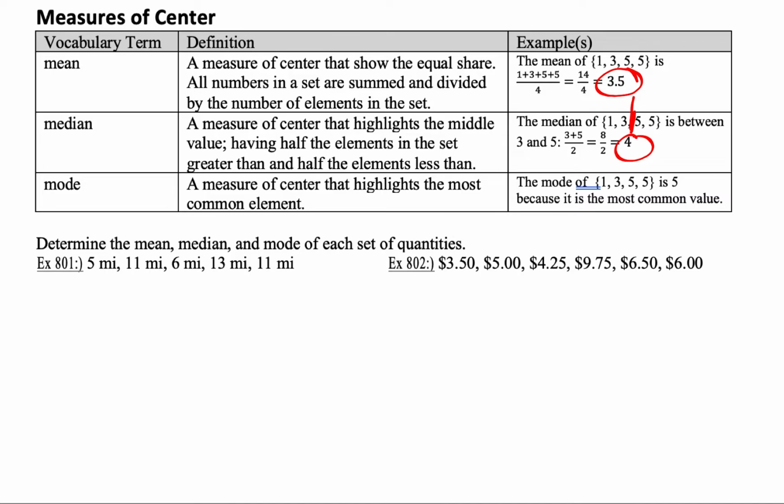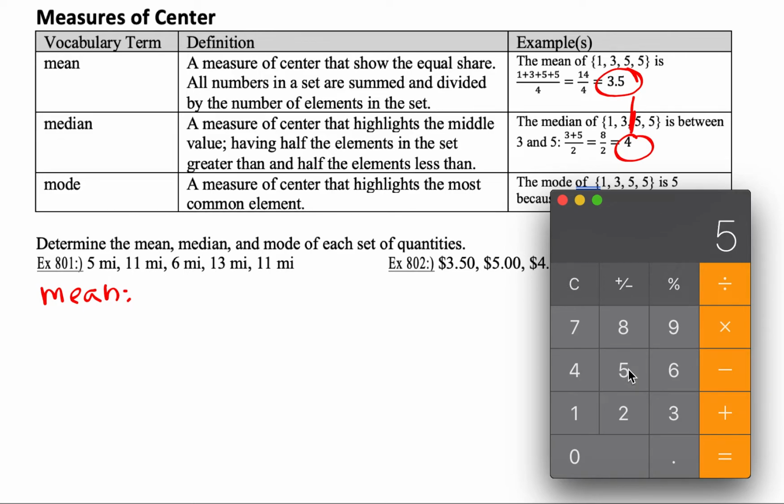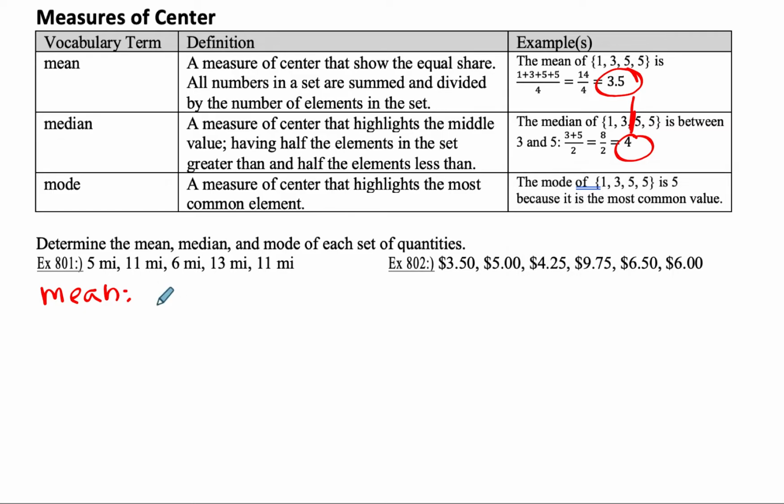Okay, for the mean, we will have to first add all of these numbers together. So let's pull in our handy dandy calculator. We've got 5 plus 11 plus 6 plus 13 plus 11, and that is 46. And we're going to take 46 and divide it by 1, 2, 3, 4, 5 numbers, and that's 6.8. So the units on these are all miles. So this is 6.8 miles as the mean.